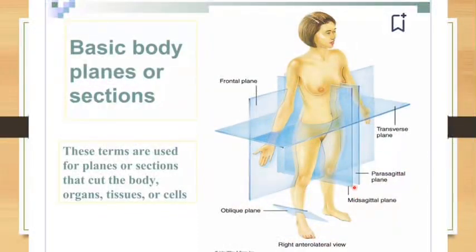So you can have mid sagittal or parasagittal. The difference is that mid sagittal divides the body into two equal halves, but parasagittal divides the body into two unequal halves. So the sagittal plane has two subtypes: the mid sagittal and the parasagittal. Right?